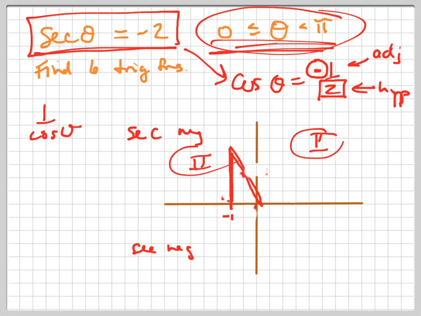Now let's draw our triangle in. This value right here is -1. This value right here is +2. So Pythagorean theorem gives us the square root of 3 right here.